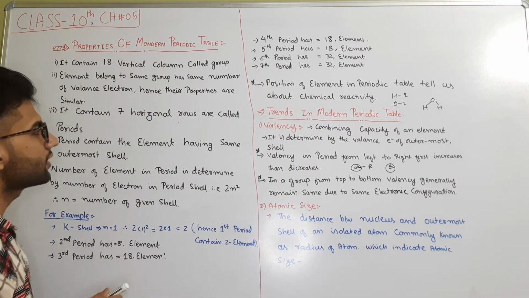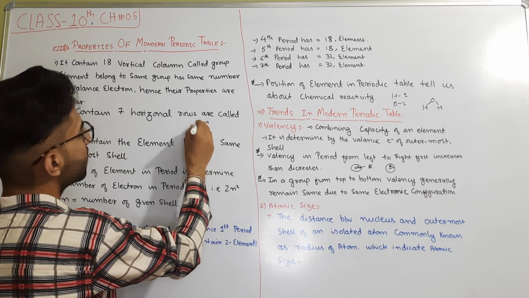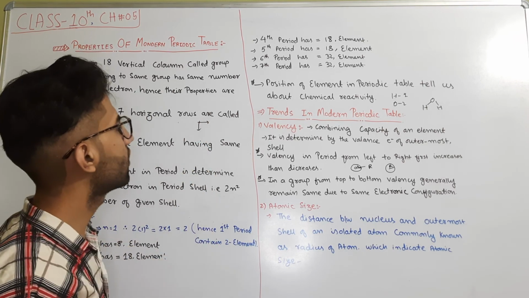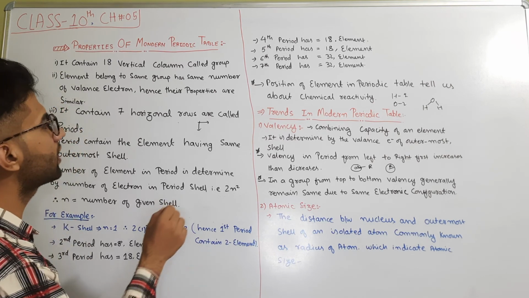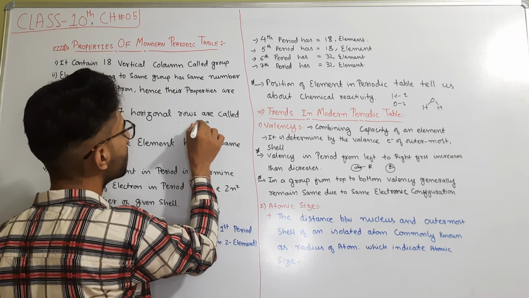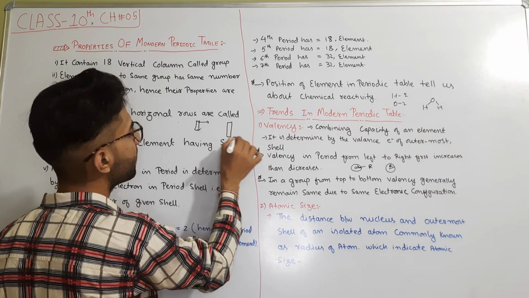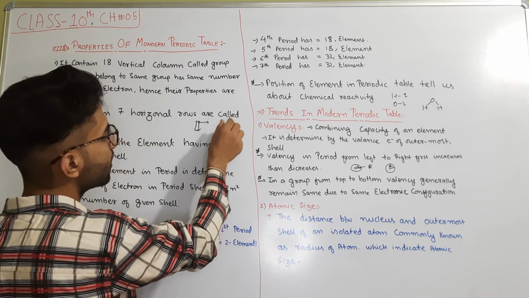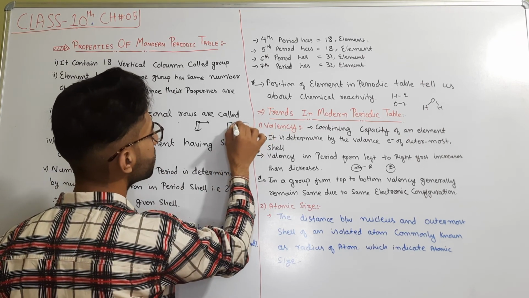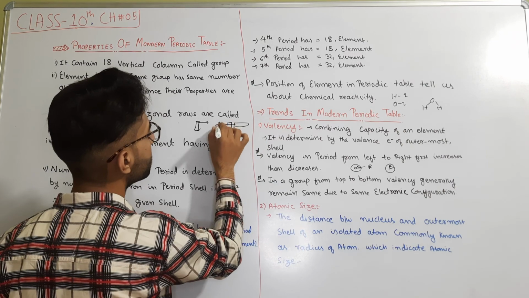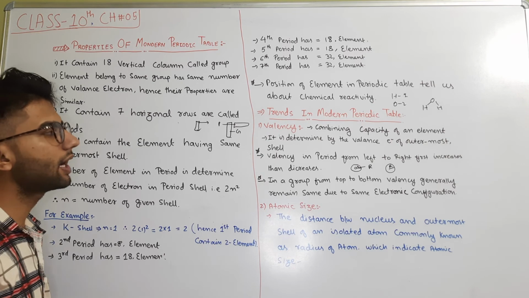Now, as in the Mendeleev periodic table, there are vertical columns and horizontal rows. The vertical columns are called groups in the Mendeleev periodic table. The same is the case in the modern periodic table. In the modern periodic table, the vertical columns are known as groups and the horizontal rows are known as periods. So this represents the period and this represents the group, the same as we explained in the Mendeleev periodic table.